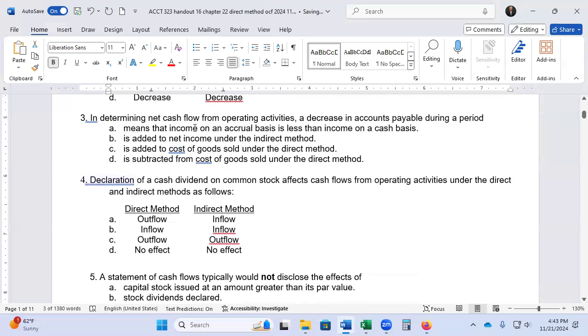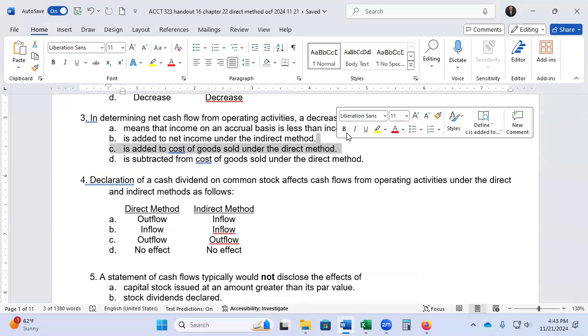3, in determining net cash flow from operating activities, a decrease in accounts payable during a period, C, is added to the cost of goods sold under the direct method.